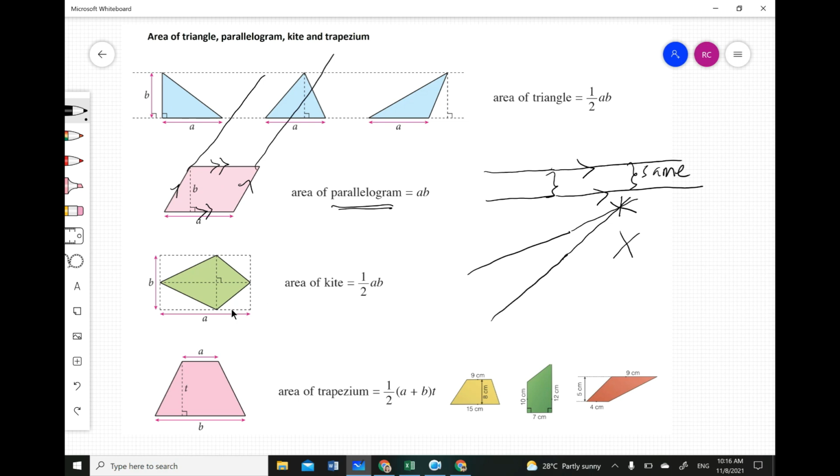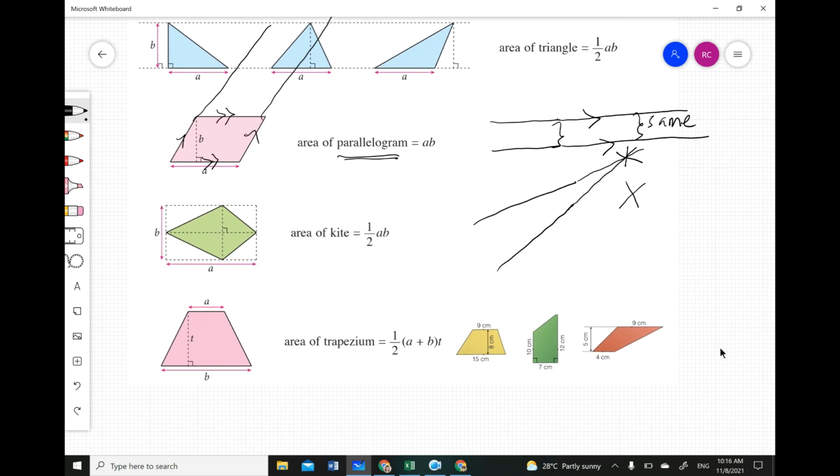And then the third one is a kite. We are going to find out how to get the area of the kite, which is 1 over 2 AB. And the last one, we call it a trapezium. A trapezium is the one with a pair of parallel lines. 1 pair only, you can see this one. So the formula will be 1 over 2 times (A plus B) in brackets times T. T represents the height over here.